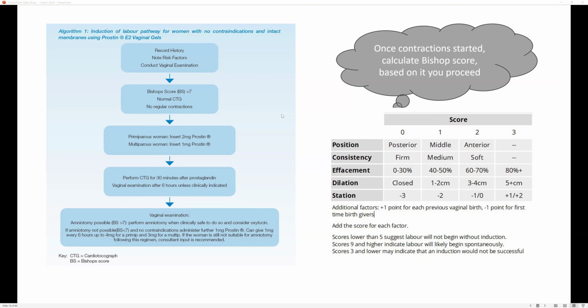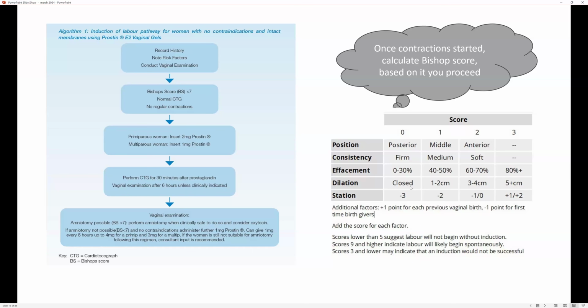So I have to follow the algorithm of induction, and they have a special algorithm for induction using the prostate. Clear? So I have to follow the same sequence of the guideline. Clear, everyone? The tip that I advise you here is that once the contraction has started, calculate the Bishop score, and based on it, you will proceed.